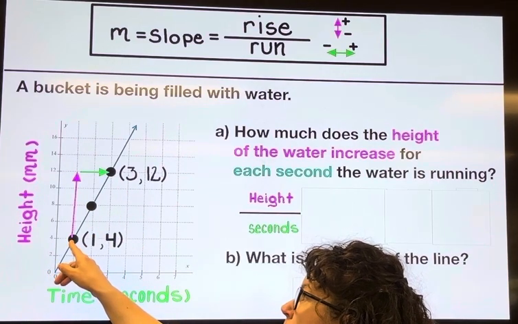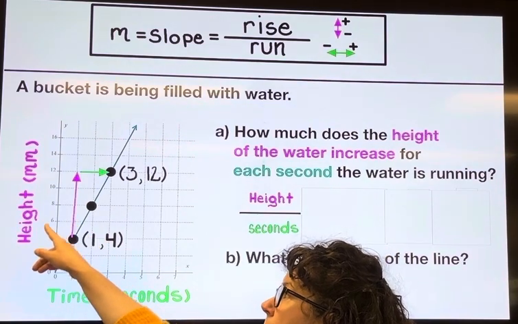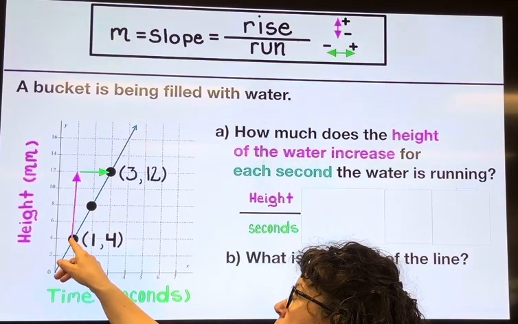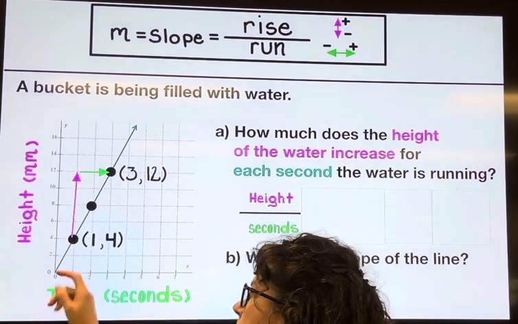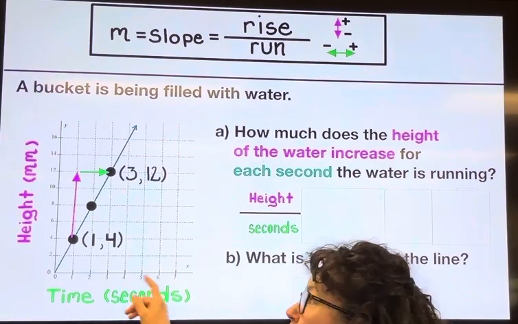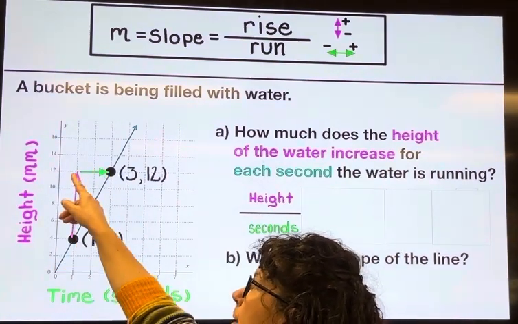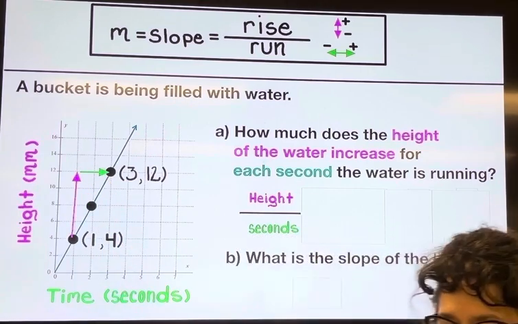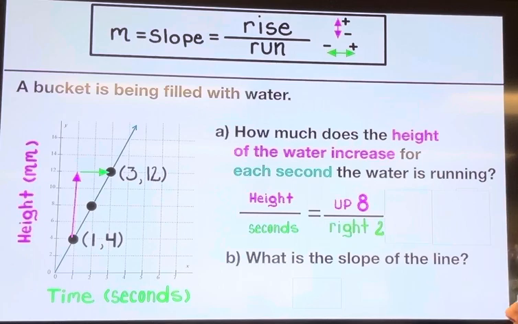I'm going to end up going up 2 because my y-axis here is counting by 2's. So I'm going to go up 2, 4, 6, 8. And then my x-axis is counting by 1's. So right 1, 2. So up 8, right 2. Going up is positive, going right is also positive.